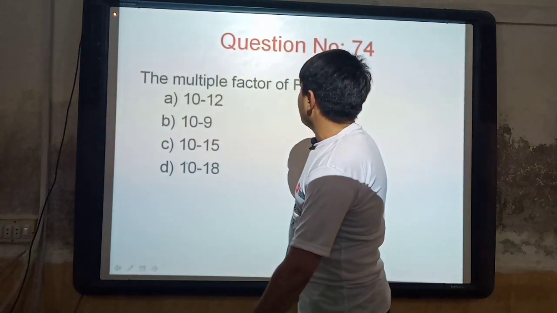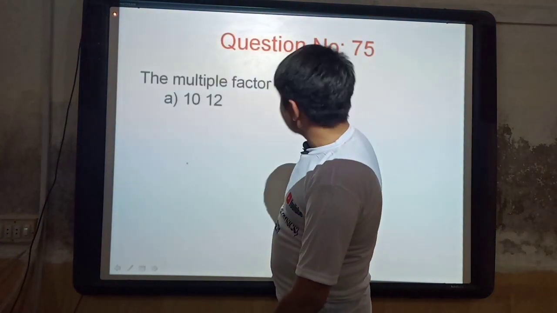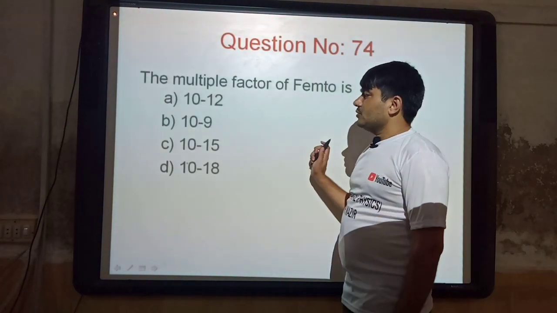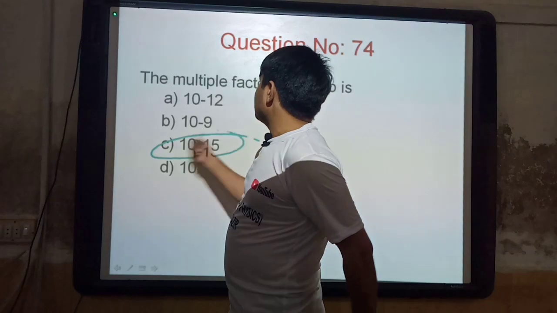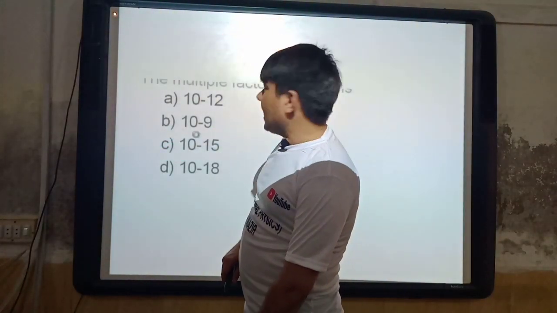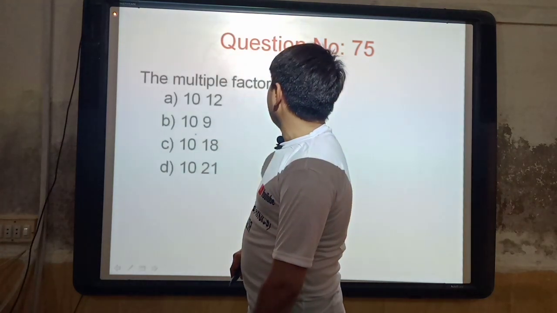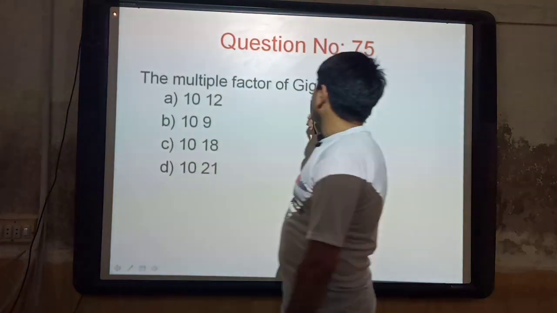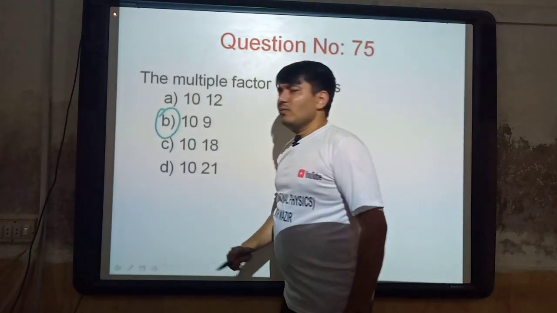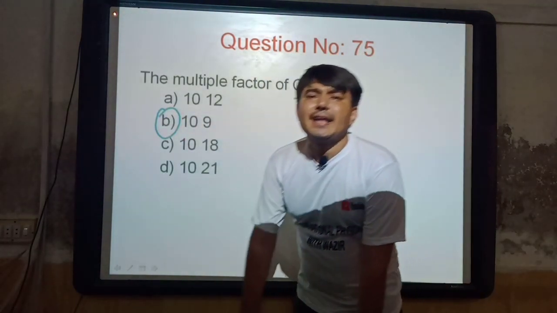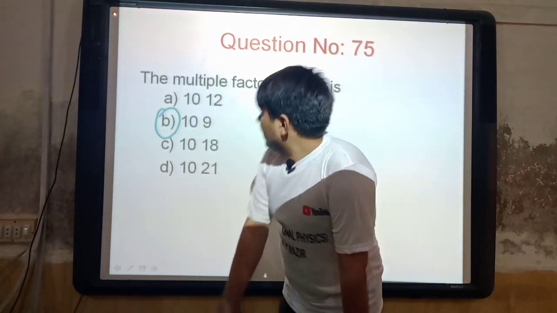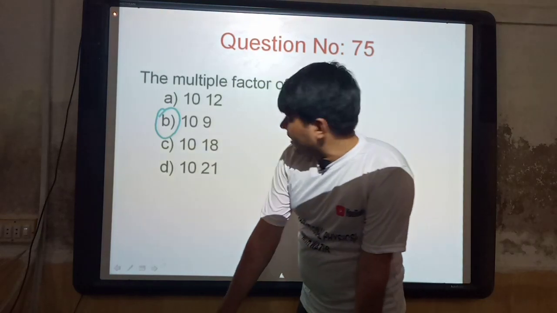The multiple factor of a femto. 1 femto is equal to 10 to the power minus 15. The multiple factor of a giga. 1 giga is 10 to the power 9. Mega, giga, tera. 1 giga is 10 to the power 9.